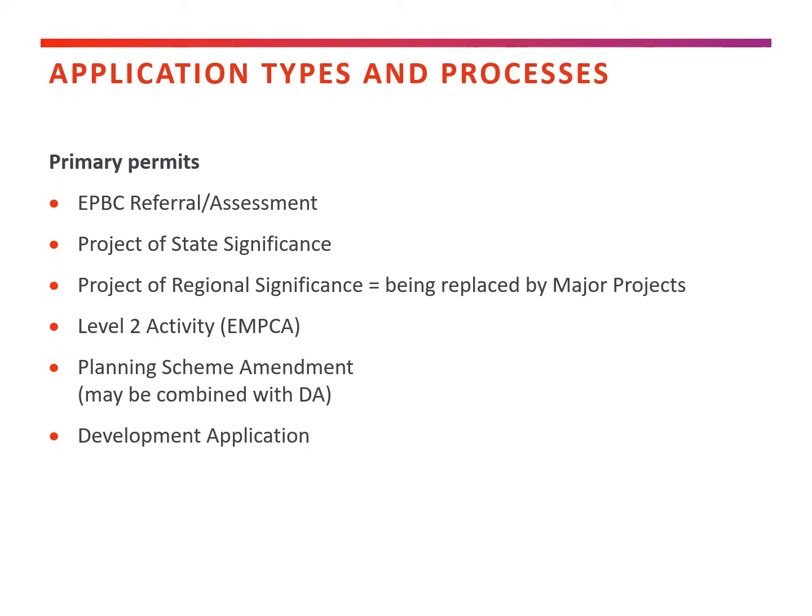You will become quite familiar with a planning scheme amendment because a rezoning application is a planning scheme amendment, and it can be done in combination with a development application. So you might have a parcel of land where the zone is wrong for what you want to do. You can ask for a rezoning at the same time as you put in your development application. And good old DAs, this is most of what we're talking about. So when we're looking at small examples of sheds and pools and buildings and extensions, we're talking about a standard development application.